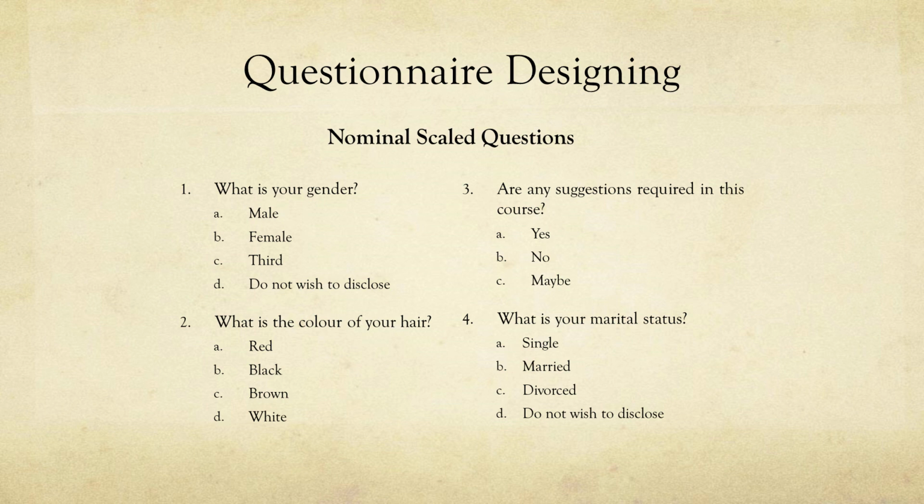So you'll be able to calculate: if there are 10 students, 2 of them said yes. So it means 20% of you have certain suggestions. So you'll be able to calculate the percentage. So these are examples of nominal scales.